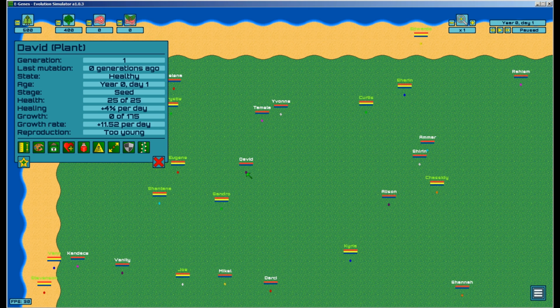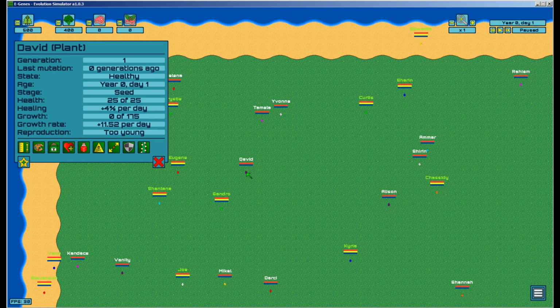Placing the mouse arrow over a gene icon will display all the details about that specific gene. From left to right, the first gene is the size. This gene varies between 1 and 4 and affects the maximum growth of the plant. Bigger plants take longer to grow and reproduce, but also have a higher chance to reproduce. The second gene is the color. This gene affects the plant color. There are 9 colors available.